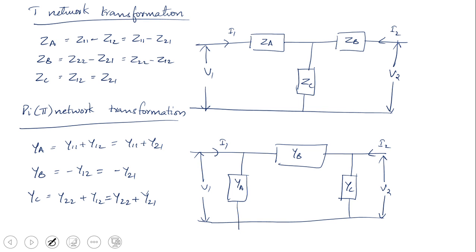Next, let's move on to the T network transformation and the pi network transformation. If you want to convert any particular network into a T network, you can use these equations for the Z parameter. And this is the figure for the T network, ZA, ZB and ZC, and you have the equations over here.